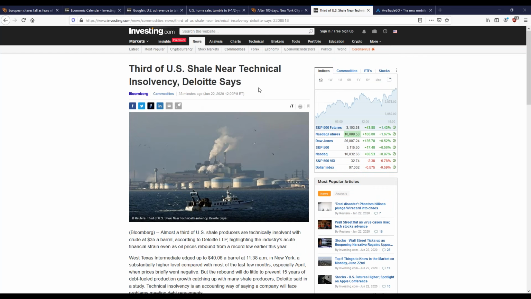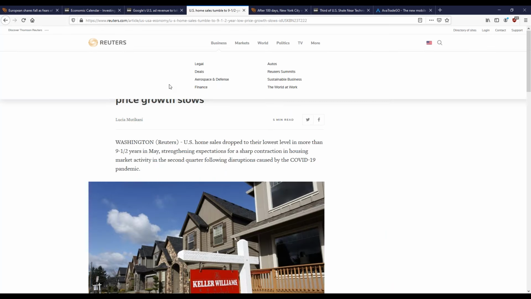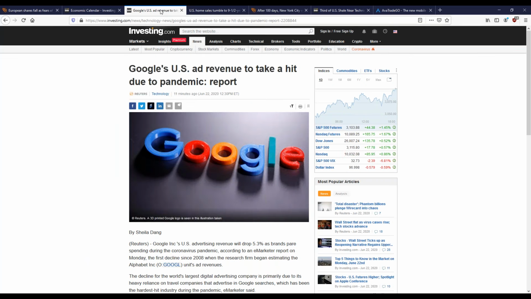So I'm seeing some negative headwinds here. Negative article that's not going to go away anytime soon with the shale industry. Negative article about viruses starting to soar, virus outbreaks starting to soar in 12 different states. Negative article about home sales. Negative article about Google. Boy, that all maybe builds up to a potential reversal with some of these equities that have climbed.